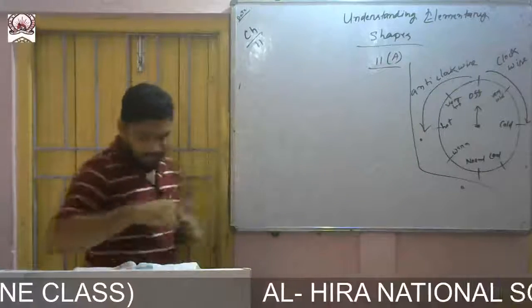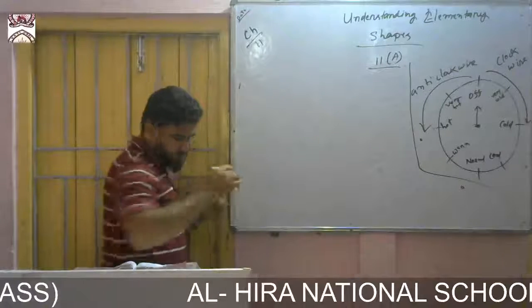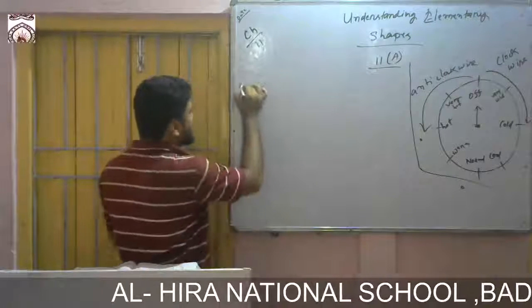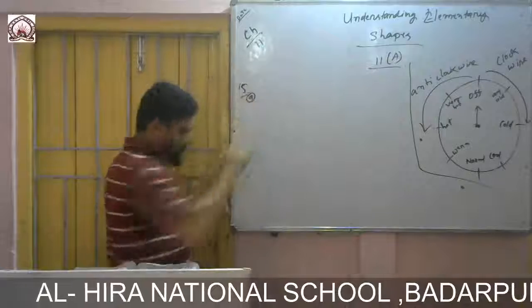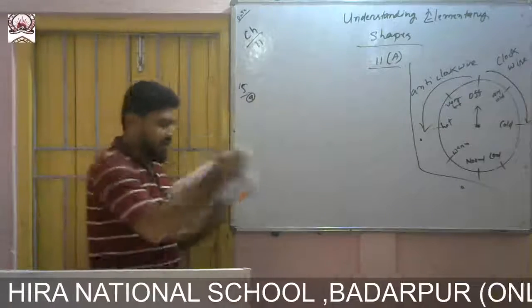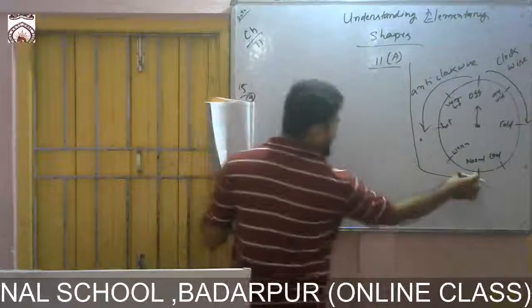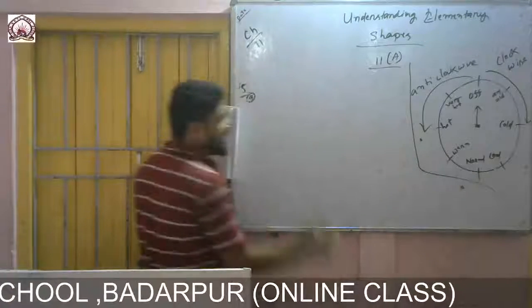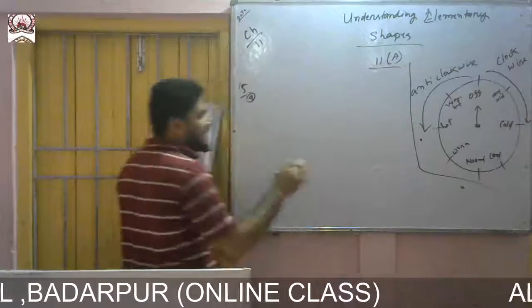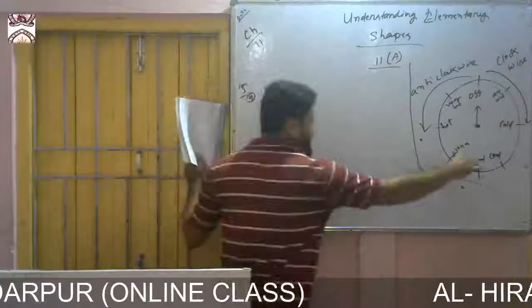It will be what? 45 degree. Question number 5A: it will be what? First one will be what? Warm. Because from normal to warm, from one marking to the other marking, it is 45 degree. So if it goes clockwise, in this way it will come.